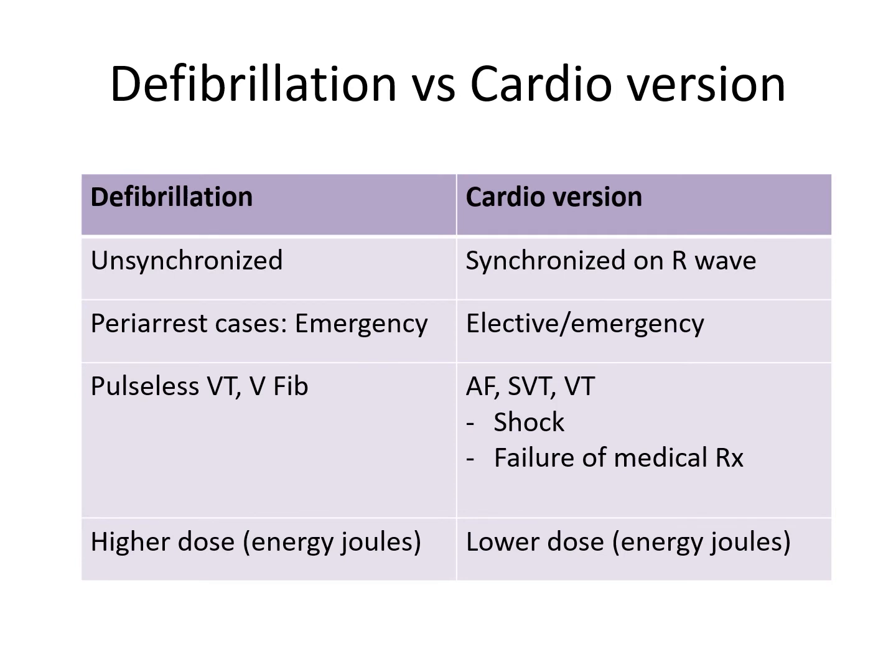Let's try to understand the difference between defibrillation and cardioversion. Defibrillation is unsynchronized and cardioversion is synchronized on R waves. Defibrillation is used in peri-arrest cases, mostly in the emergency setup, whereas cardioversion could be either elective or emergency. Indications for defibrillation are very clearly defined and include pulseless ventricular tachycardia or ventricular fibrillation. Cardioversion is indicated in atrial fibrillation, SVT or VT in shock or where there is failure of medical management. Defibrillation requires higher doses and cardioversion requires lower doses of energy in joules.